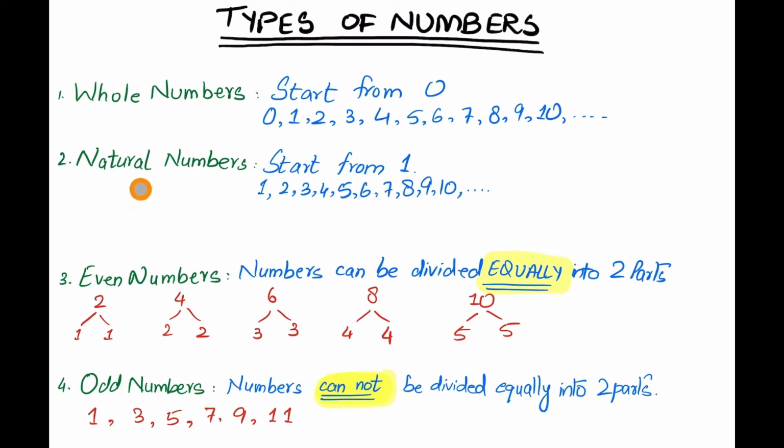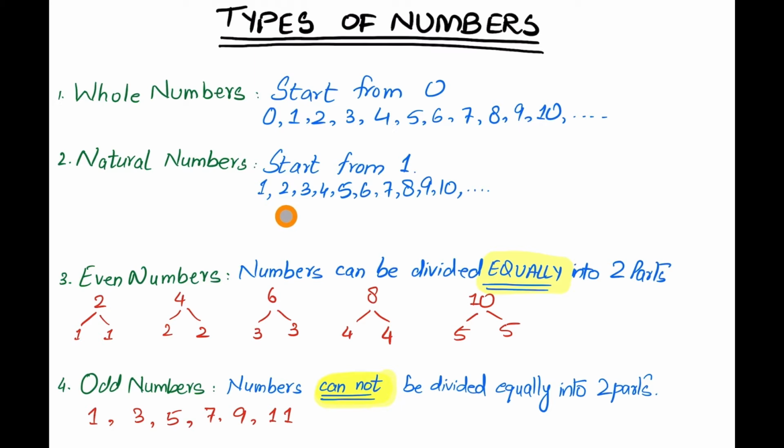Okay, now we will study about natural numbers. Natural numbers start from 1. So 1 is a natural number, 2 is a natural number, 3 is a natural number, 4, 5, 6, 7, 8, 9, 10, 11 and so on up to a very large number. They're all called natural numbers.